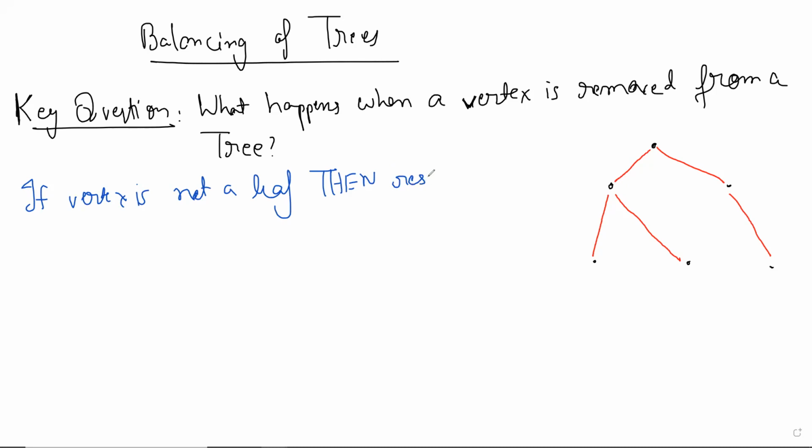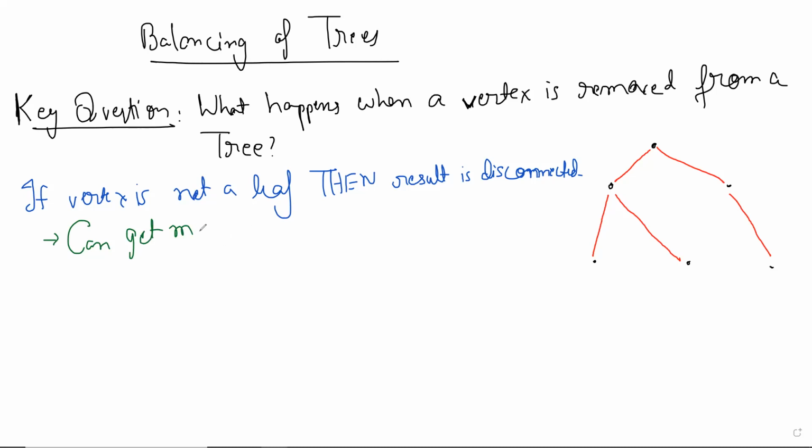How many connected components are we going to get? Exactly. So you could get more than two connected components, and that is the difference. We can get at least two if it's not a leaf. So we can get more than two.